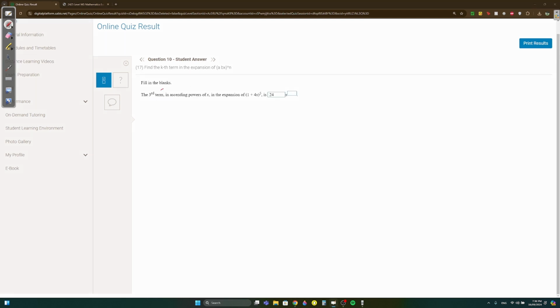Okay, now they want the third term. If they're asking for the nth term, the third term means k equals 3 minus 1, which is 2. Let's expand this. What's the general term? First, the general term here is 5 C k, 1 to the power of 5 minus k, 4x to the power of k. We know k equals 2, so 5 C 2, 1 to the power of 3, 4x to the power of 2. 5 C 2 is going to be 10, and this is going to be 16x squared, so it's 160x squared. Yeah, 160x squared.